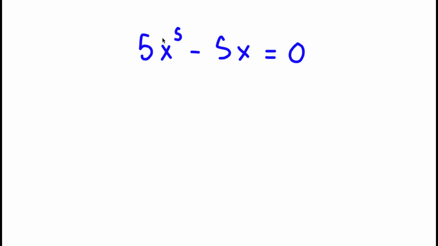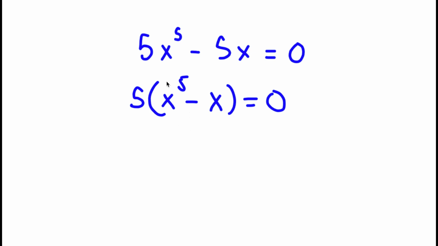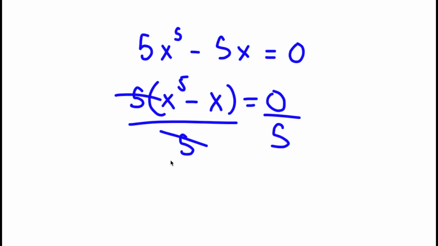Alright, so in this problem, I have 5x to the power of 5 minus 5x is equal to 0. So, to solve this problem, I'm going to first start by factoring out 5 from 5x to the power of 5 minus 5x. So now I have 5 times x to the power of 5 minus x is equal to 0. Now, I can go ahead and divide both sides by 5. So then these two cancel out. And now I'll be left with x to the power of 5 minus x is equal to 0 divided by 5, which is 0.